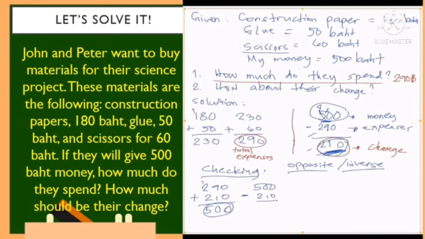So what is 0 minus 0? 0. 0 minus 1? Can or cannot? Cannot. So therefore, I will borrow from 5. 5 will become 4. 0 will become 10. Good job. So what is 10 minus 1? 10 minus 1 is 9. 4 minus 2 is 2. See? Using the 210 as the answer, we can find also the other given number.